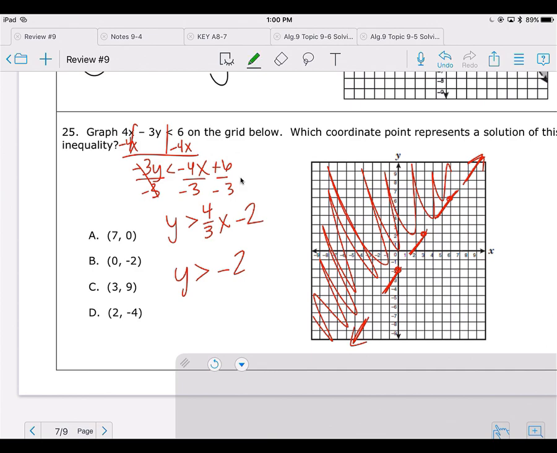Looking at these points, 7, 0 is not in my shaded area. 0, -2 is on the line. 3, 9 appears in my shaded area. 2, -4 looks like it's also on the line. Oh, sorry, wait. I did 0, -4. So C would be my correct answer.